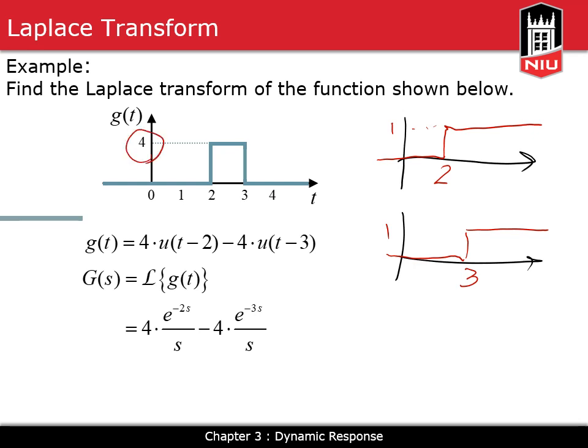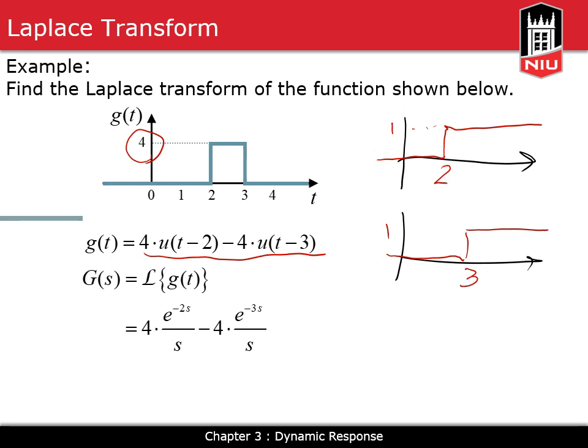As you can see, the non-zero value of g of t is 4, not 1. So we just have to multiply that difference by 4. This way, we are recreating g of t by two step functions: 4 times u of t minus 2, minus 4 times u of t minus 3.